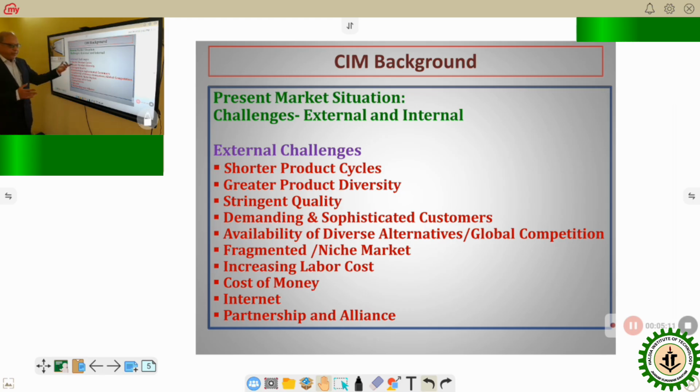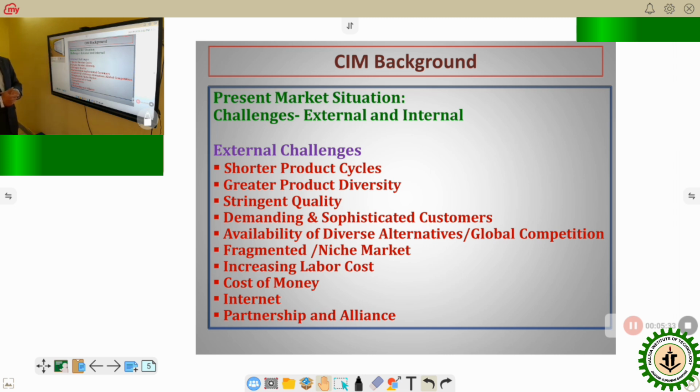Now the product having a smaller cycle or smaller lifespan, whenever it is finished or its performance is not as satisfactory as it was maybe a couple of years back, the customers are looking for something new. So the duration of the life of the product is rather low as compared to the earlier one.